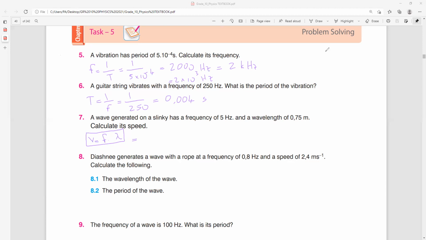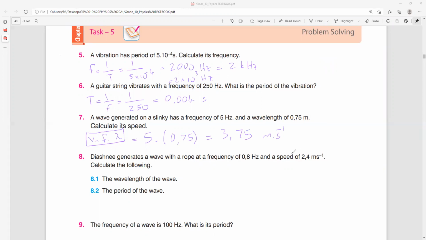Now we are going to answer our question 7. Frequency is 5, times wavelength, 0.75. 5 times 0.75, and then you are getting 3.75, unit meters per second. 5 times 0.75, 3.75 meters per second.